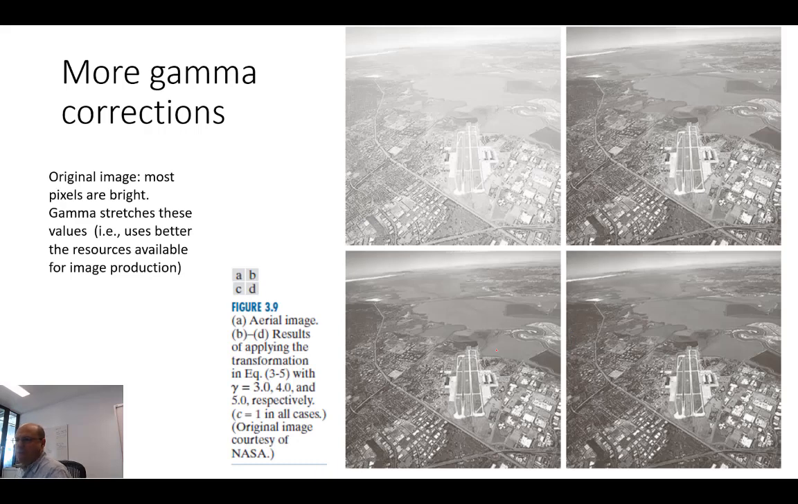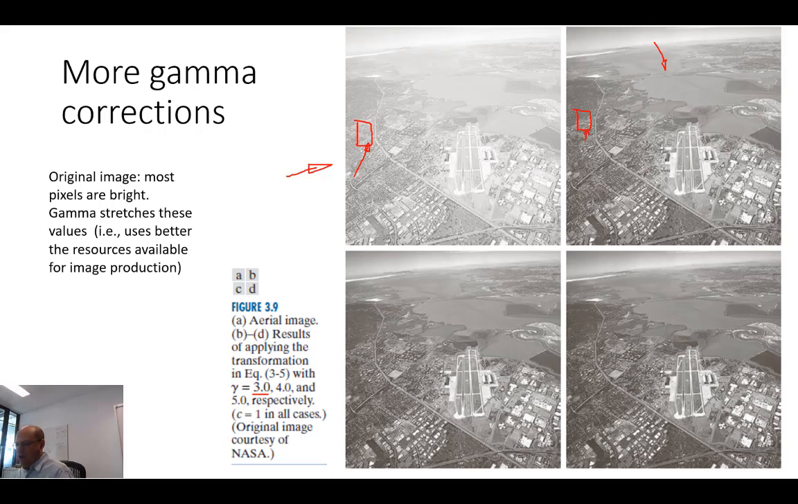More on gamma corrections. So you see, this is an aerial image of an airport, right? You see that it's mostly quite bright. Now, if I apply a gamma correction of 3, we end up with this image that's a lot better, right? Check for instance this region in the image and compare to that region. My eye can't see much here, whereas here it's a lot better.